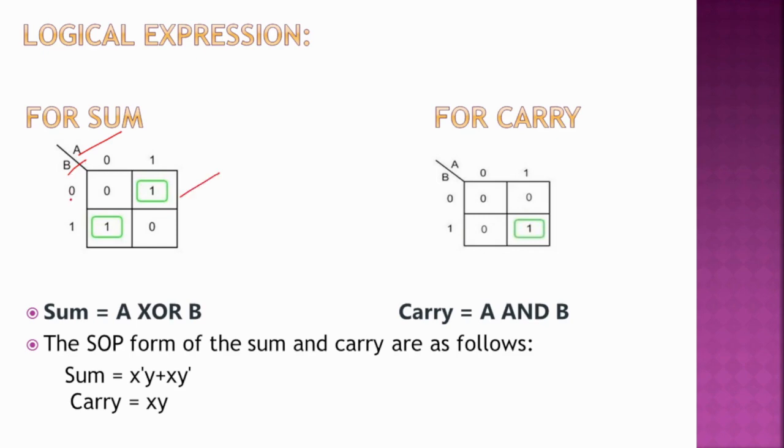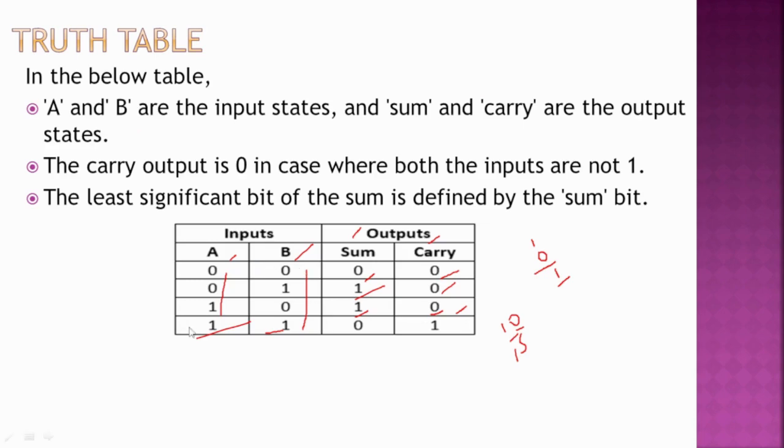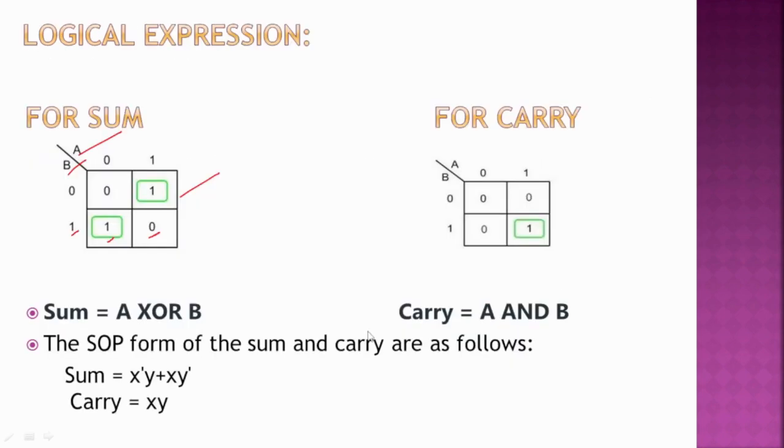Like that, when A is equal to 0 and B is equal to 1, the sum value will be 1, and when A is equal to 1 and B is equal to 1, both values are 1, you will get a sum value as 0. Here see, input A is 1 and B is also 1, and you will get the sum value as 0. And you need to group this. First group this value, that is here.